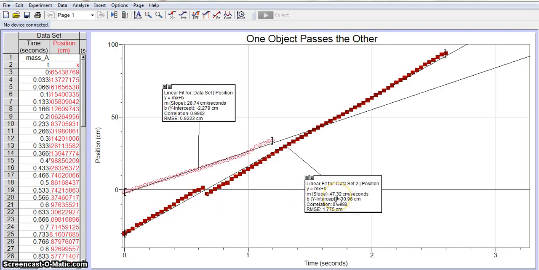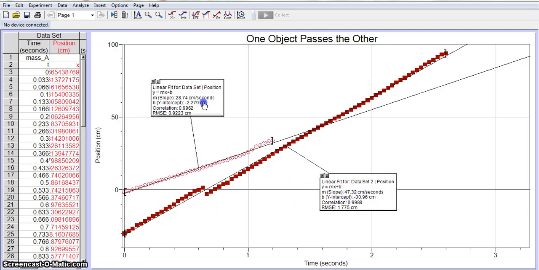And obviously, when we did the best fit line, the slope was a lot bigger. So that's the graph for when one object passes another.